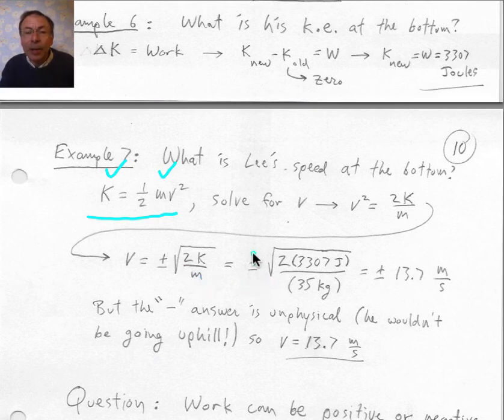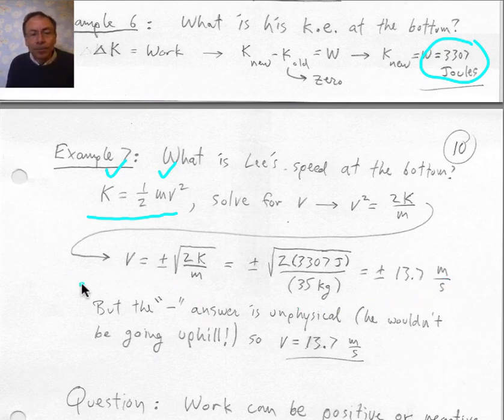And so we have plus or minus the square root of 2 times the 3307 is the kinetic energy, right? And dividing by 35. And we get that the speed could be either positive or negative 13.7 meters per second.